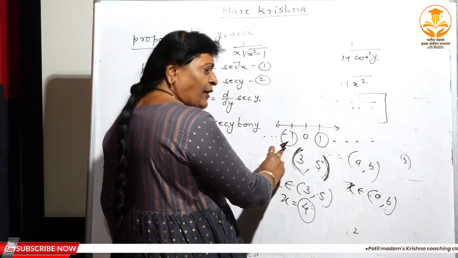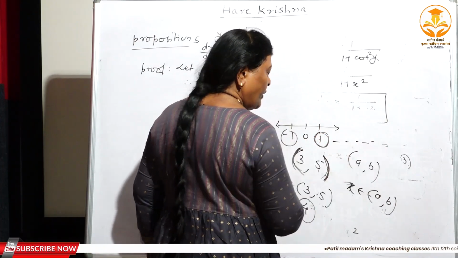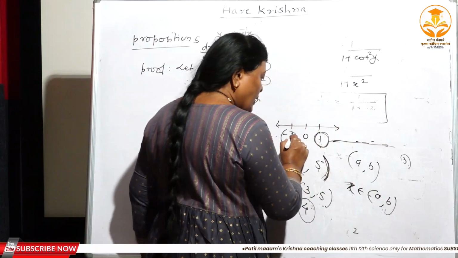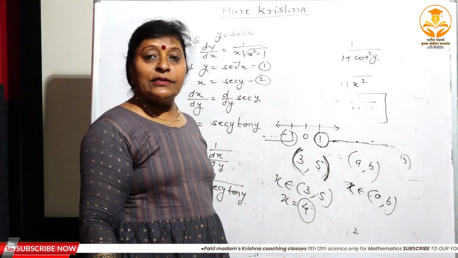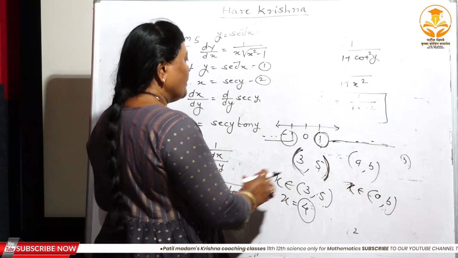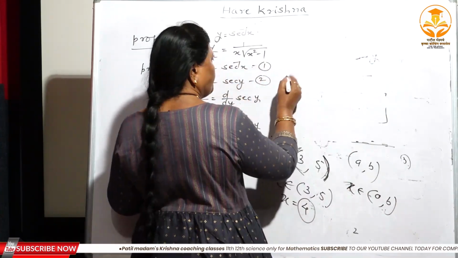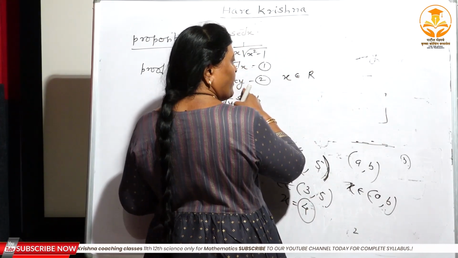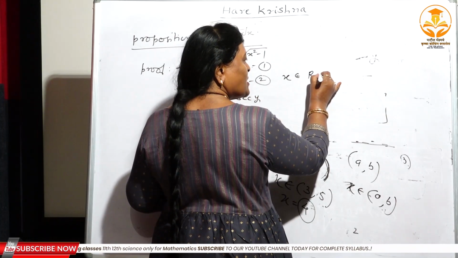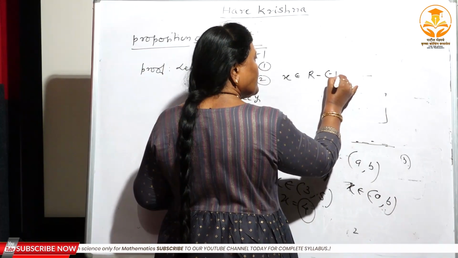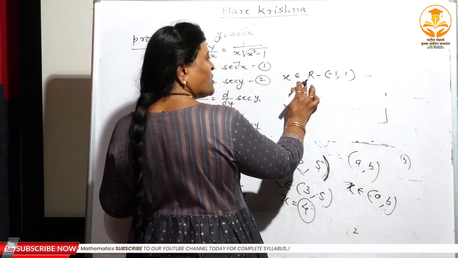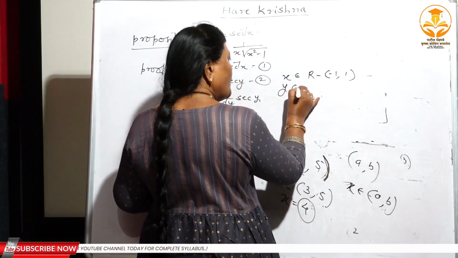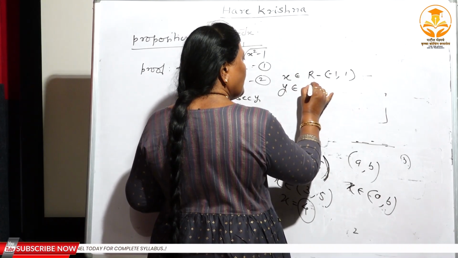So the sec function always takes the value 1 and greater than 1, minus 1 and less than minus 1. It takes all the real values, but it does not take the real values in between 1 and minus 1. Therefore, x belongs to R minus the open interval minus 1 to 1, isn't it? Therefore, here y also belongs to 0, pi, isn't it?